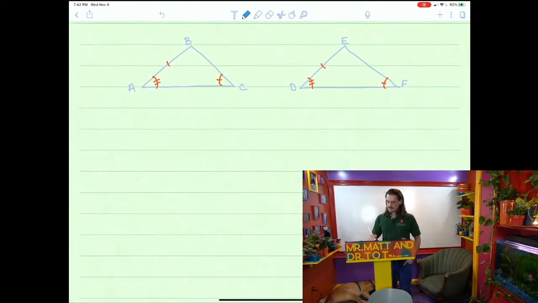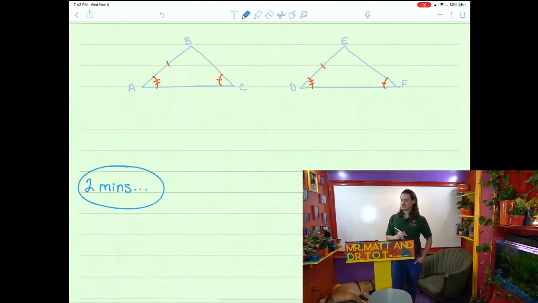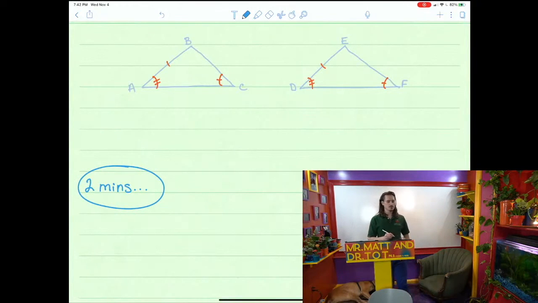And finally, this problem will bring us up to the end of class today. I'm going to give you 2 more minutes. Please look at these last 2 triangles and tell me whether they are congruent or not. If they are congruent, then give me the postulate that supports that answer.